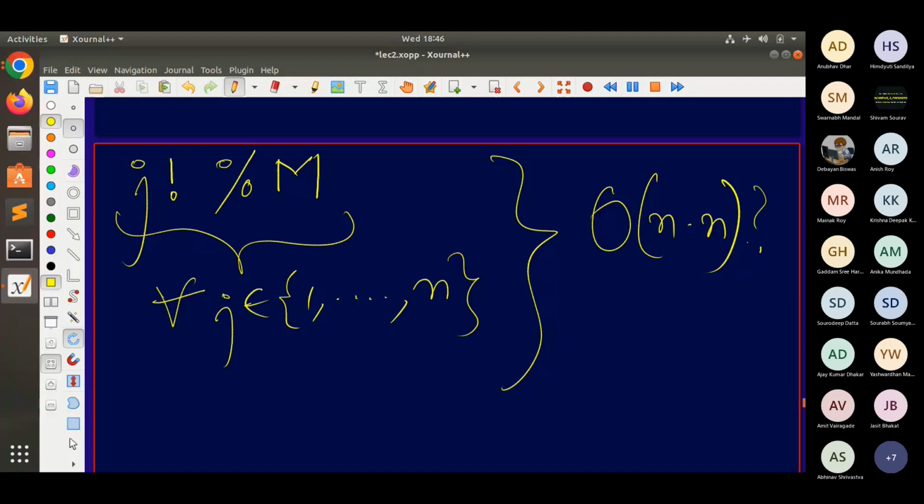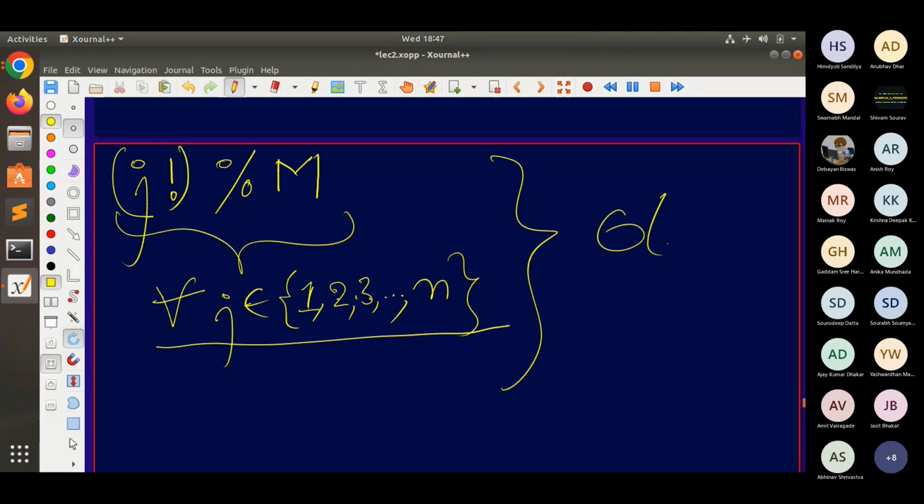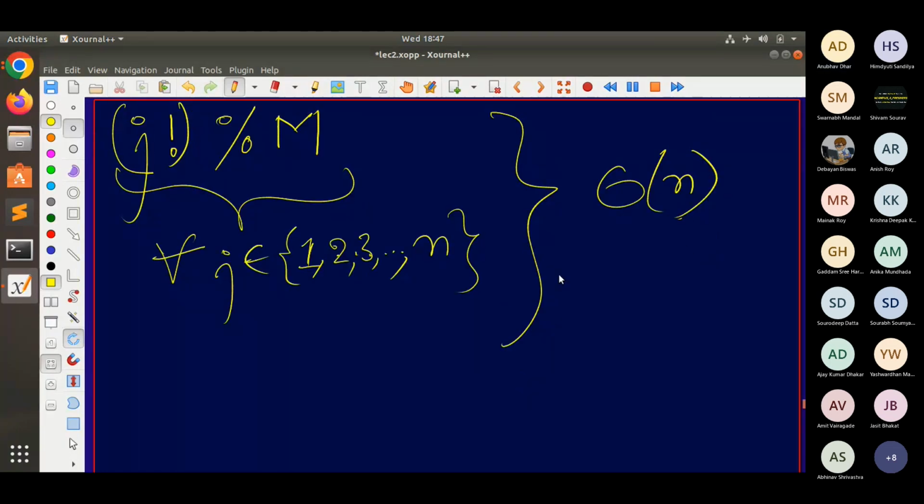Can you repeat? You need to find this value of j factorial mod m for all j in the range 1, 2, 3. We can do it in O of n. And how would you do that? Start from 1. We already have the factorial of n minus 1, so for n, we'll just multiply it with n. Great. So everything can be pre-computed in order n, right?